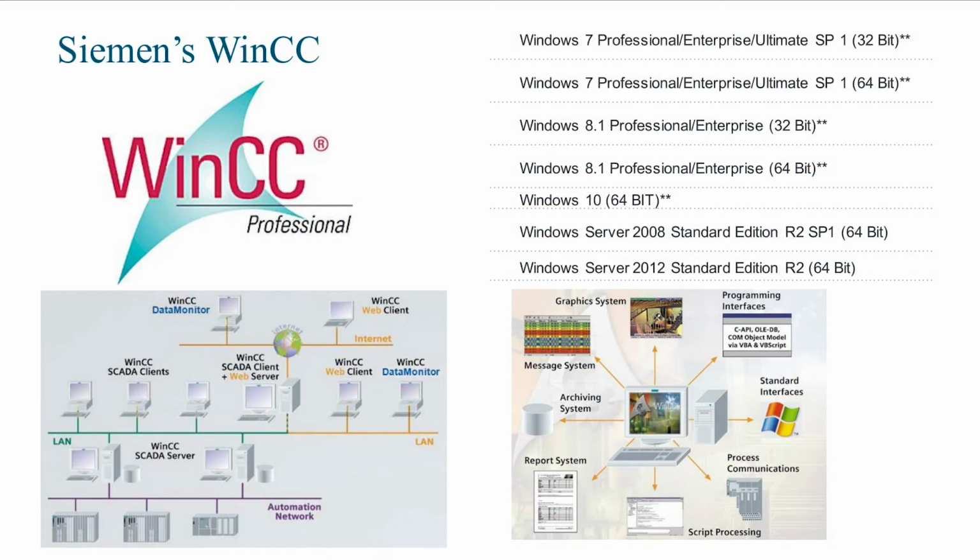So, classic example, Siemens WinCC. The first three letters of WinCC are not random. This basically means Windows. And then here's all the platforms. You've got Windows 7, 8.1, 10, Server 2008, 2012.